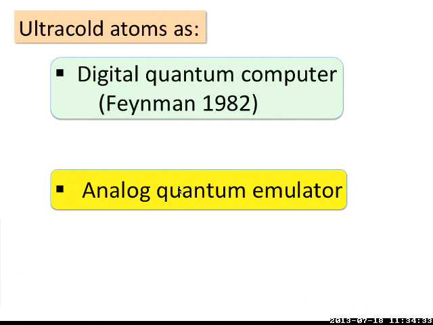Okay, so probably you already know that by playing with ultracold atoms, one can realize a large variety of situations where quantum coherence and correlations play an important role. These systems are so versatile that it has been proposed to use them to implement so-called digital quantum computers.